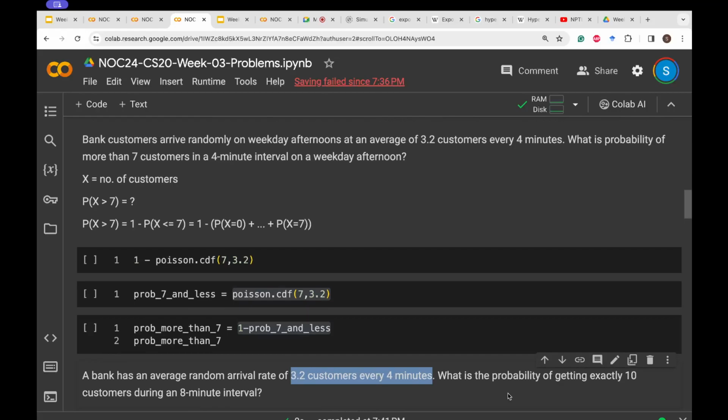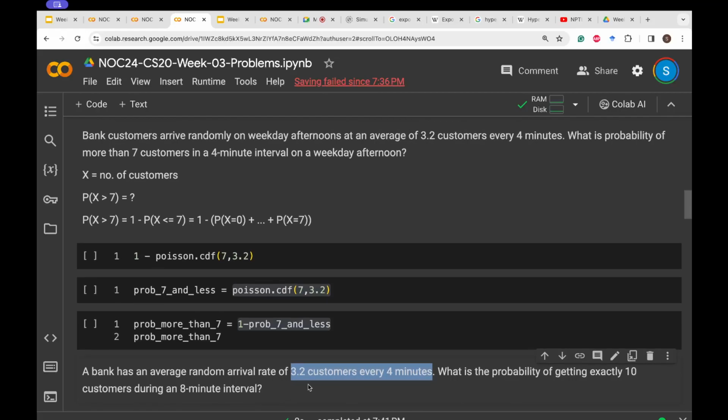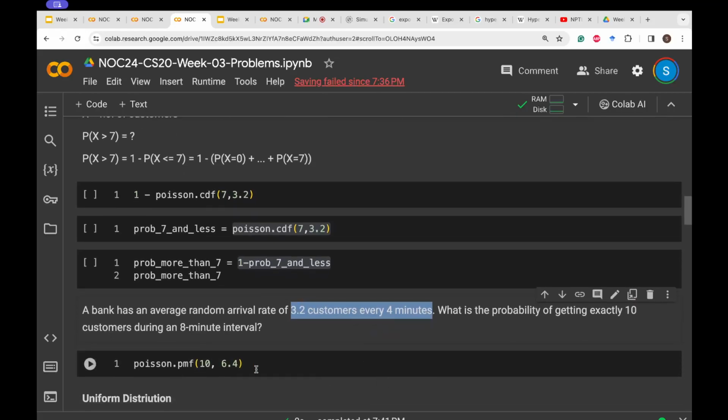The interval is different actually, so we will have to either multiply. Yes, exactly. So we cannot do it over here. This is the random variable value, 10 customers. So this is again Poisson, right? Yeah, it is again Poisson, but you will have to notice the lambda value is 3.2 customers per 4 minutes. So we can say it as 6.4 per 8 minutes. That's what we have to do over here. You have to make sure that this interval and this interval are the same. So 10 customers in it.